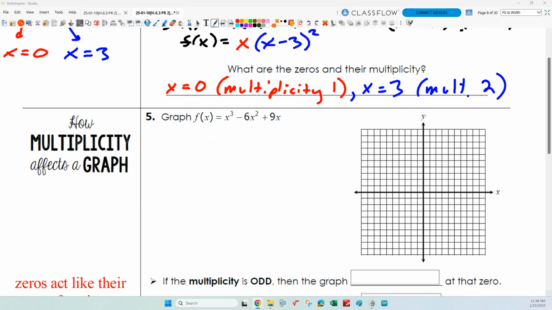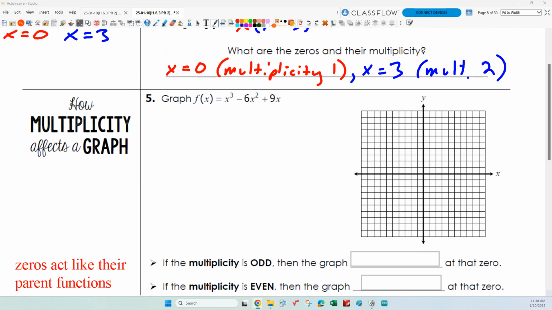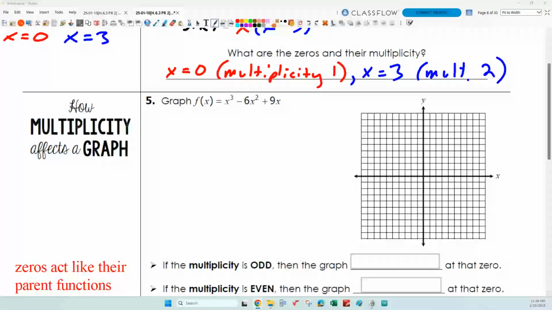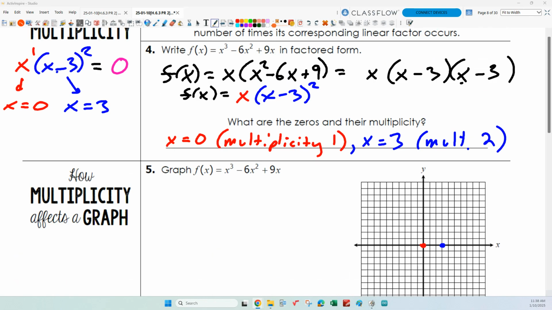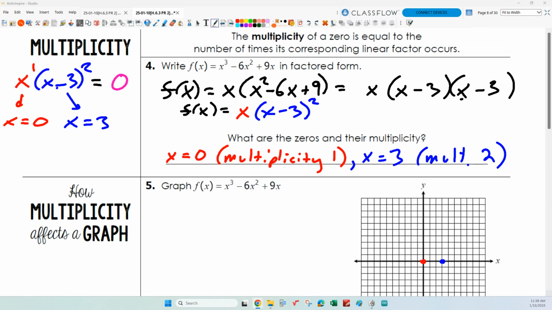So if we were to graph this thing, let's do this. Let's graph it. We know some clues here. We can kind of figure this out on our own. We know we have x-intercepts at 0 and 3. And what's the end behavior of this polynomial going to be? Positive odd, right? So that's going to rise to the right and fall to the left, agreed? Okay, there's two ways that that could potentially happen.